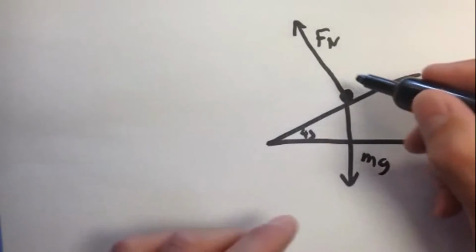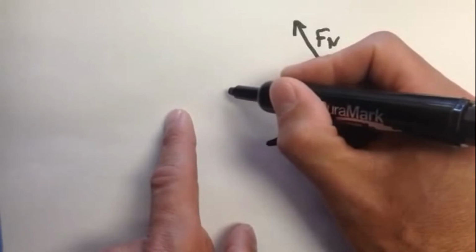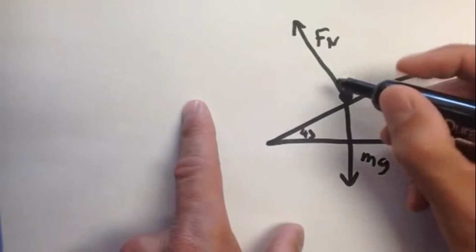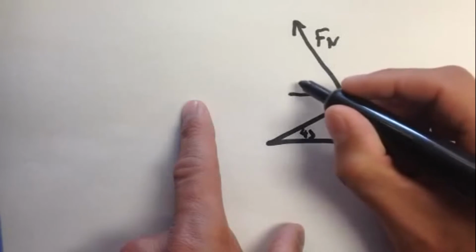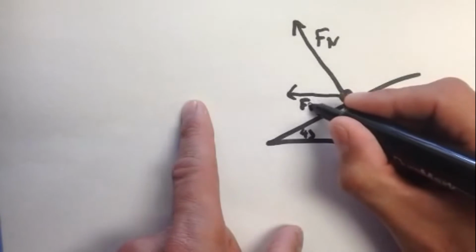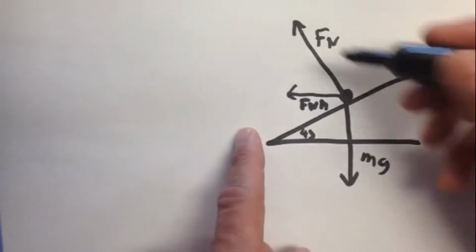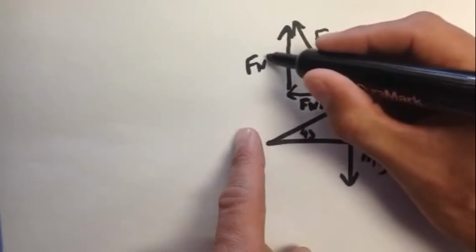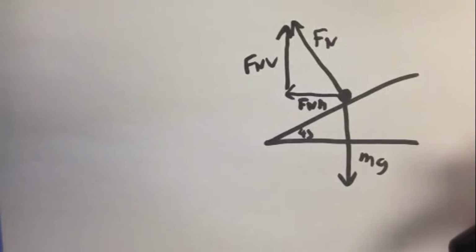As they make that turn, they must accelerate towards the center. I'm assuming you've done uniform circular motion if you're looking at this problem. So they're accelerating towards the center. That means that a component of the normal force, which is going towards the center, is of interest. I'm going to call this FNH, for horizontal. This is the horizontal component of our normal force. And then upward, we're going to have FNV for vertical. So we have a horizontal component and a vertical component of our normal force.